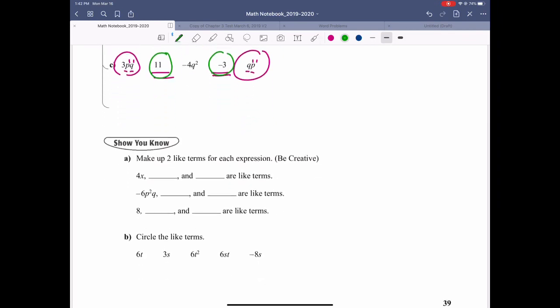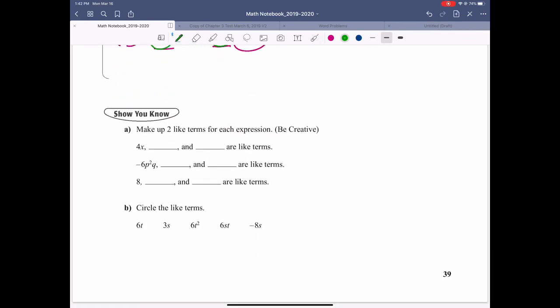Great. So now make up 2 like terms for each expression. Be creative. For 4x, what if I write x? Do you think that is right? It's actually right, because x and x are the same variable with exponent 1 and 1, the same exponent. I can also write -2x or -x. That works too. All right, 100x, that works too.